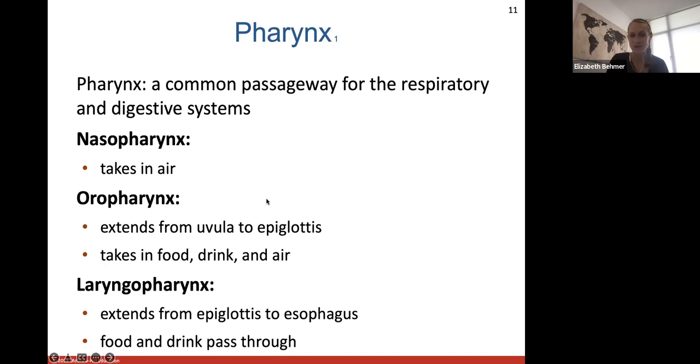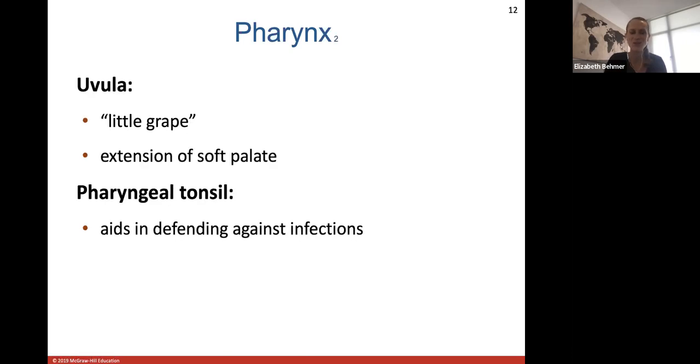The oropharynx extends from the uvula to the epiglottis. The little boxing ball kind of thing you see in the back of your throat, that's your uvula. And then the epiglottis is the bottom half of that border. Your oropharynx will take in food, drink, and air. And then the laryngopharynx extends from your epiglottis to the esophagus. And I'll show you a picture of those parts of the pharynx.